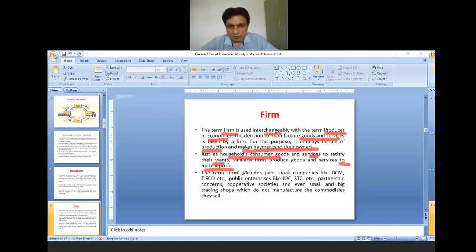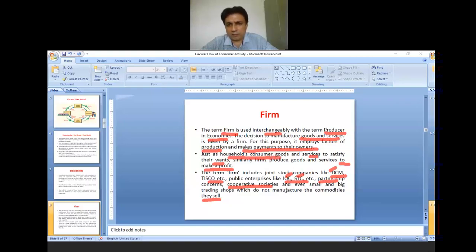The term firm includes joint stock companies like DCM, Tisco, etc. and public enterprises like IOC, STC, etc. The firm also includes the product market as well as the financial market, etc. It also includes partnership concerns, cooperative societies and even small and big trading shops which do not manufacture the commodities they sell. So all come under the firm or the businesses.